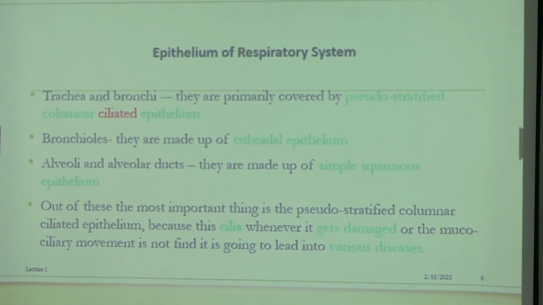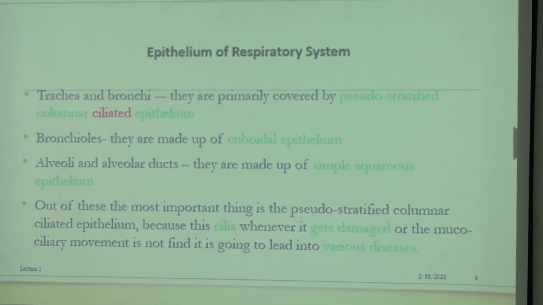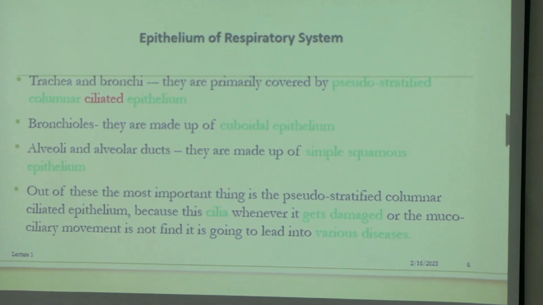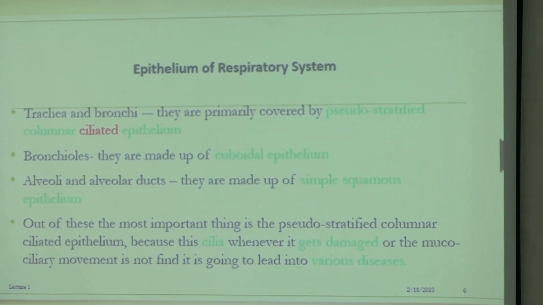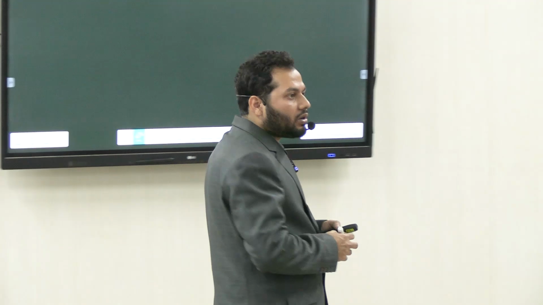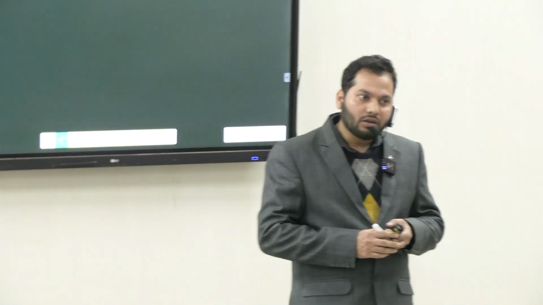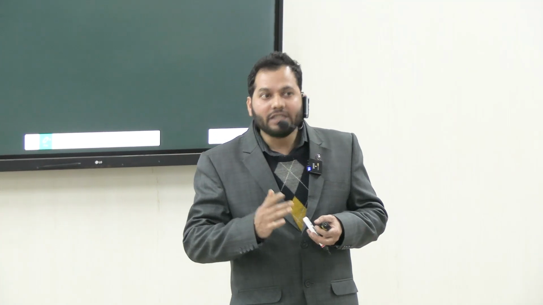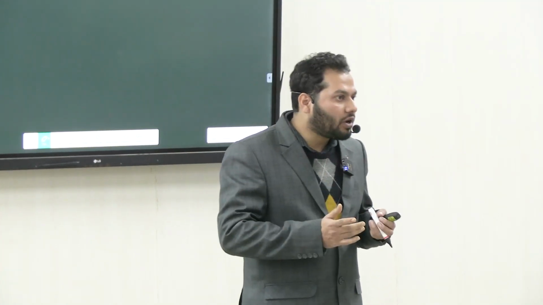Because these cilia, whenever they get damaged or the mucociliary movement is not fine, it is going to lead to damage. It means ciliary damage. So if ciliary damage is there, it is very difficult to release mucus from the respiratory tract. It means ciliary movement is very much essential for the proper functioning of the respiratory passage or respiratory tract.